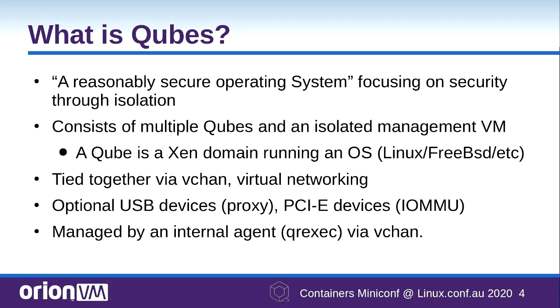So first off, the tagline for Qubes is that it's a reasonably secure operating system. And the point of it is that it focuses on security by isolating things. So an individual qube is either the building that's opposite the convention center that some of you might have seen, or it's the Xen domain that's running an operating system like Linux or FreeBSD. Now, these are tied together using Vchan, which we'll talk about shortly, and standard Xen networking.